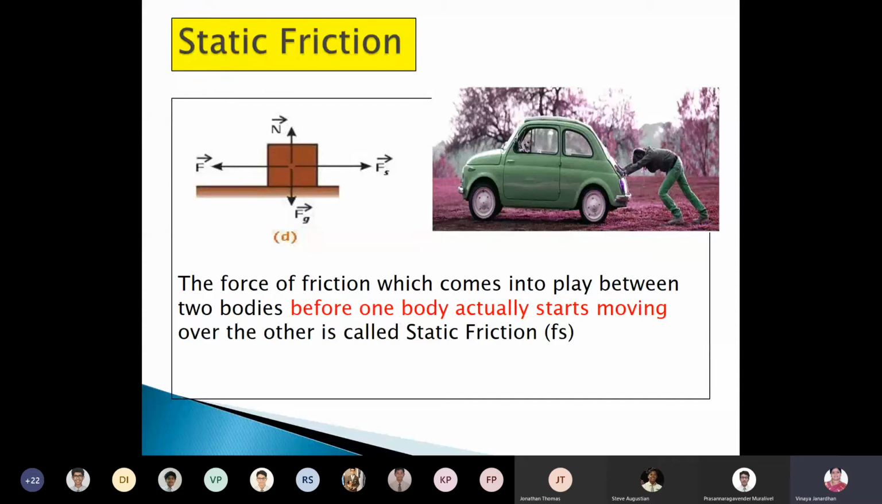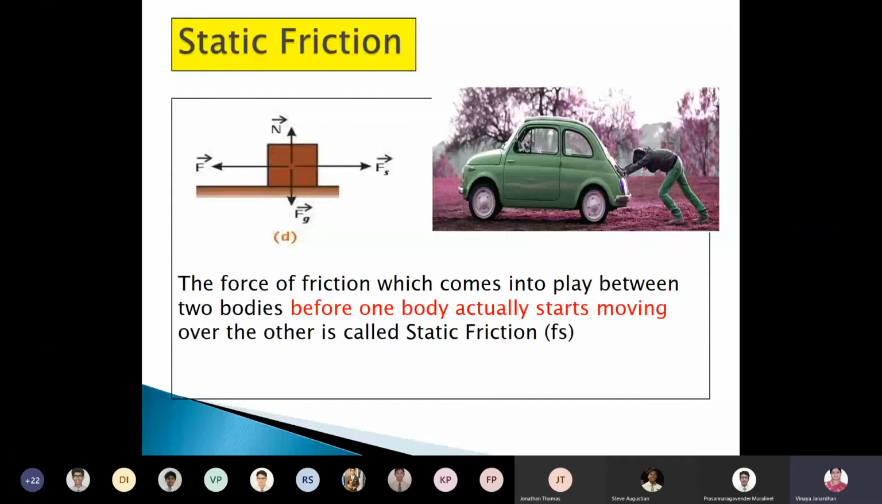You will understand this concept when we start rigid body dynamics, which might be the next chapter. When we start understanding rolling motion, it will become clear. Right now, we'll start with this. Okay, static friction. And one more thing, boys, normal reaction.